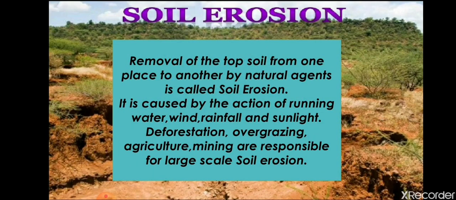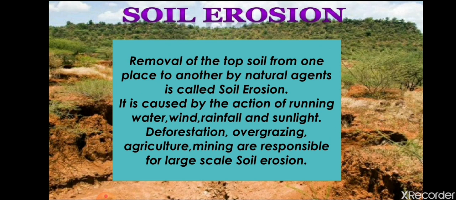Now, what is soil erosion? All of you know the meaning of erosion. Erosion means moving from one place to another place. Soil erosion is the removal of the topsoil from one place to another by a natural agent. Erosion takes place through the medium of water. Water removes soil from one place to another. Wind also moves soil from one place to another. So these are the natural agents that play an important role in soil erosion. It is basically caused by the action of running water, wind, rainfall and sunlight.